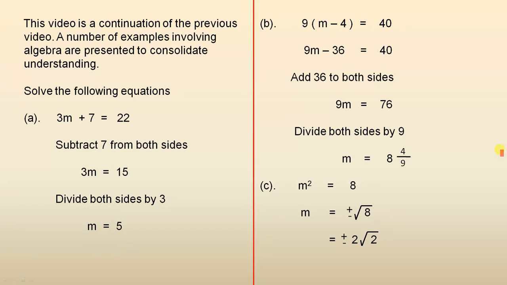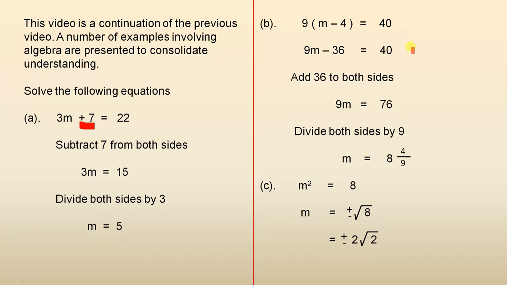Solve the following equations. 3m plus 7 equals 22. We saw in an earlier video when you have this situation here with the plus sign, subtract 7 from both sides. That gives us 3m equals 15. Divide both sides by 3. Of course here division is the opposite of multiplication, or the inverse of multiplication. So m equals 5.